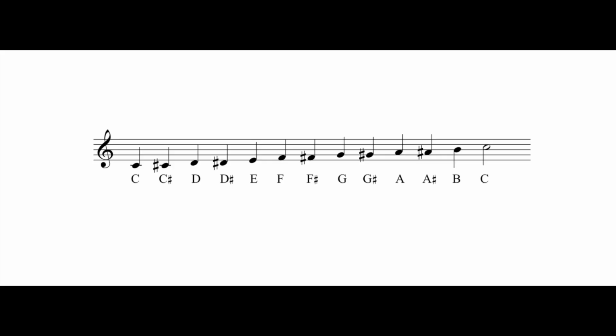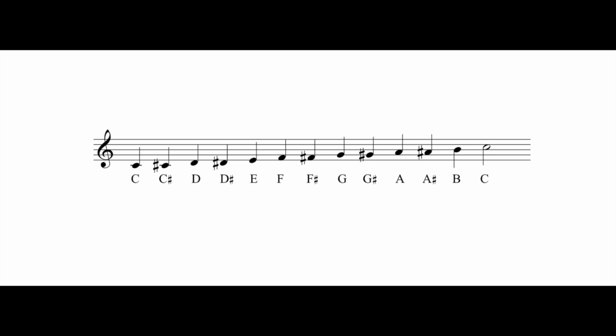So you'll see once we go from just the lines of the staff to the symbols of sharp and flat, we have all of these notes. C, C sharp, D, D sharp, E, F, F sharp, G, G sharp, A, A sharp, B, C. Now since a sharp is a half step up and a flat is a half step down, we could also call C sharp D flat, D sharp E flat, F sharp G flat, G sharp A flat, and A sharp B flat.